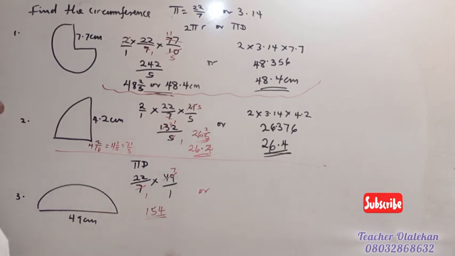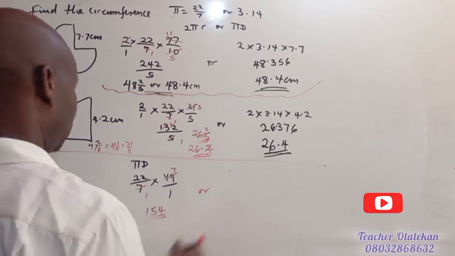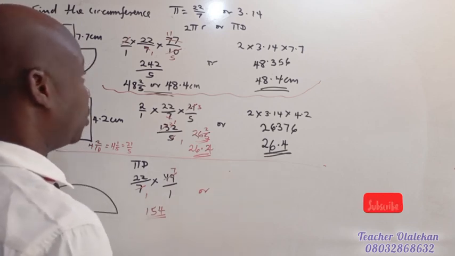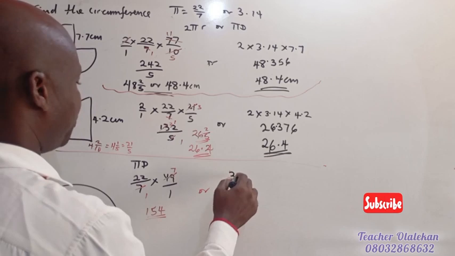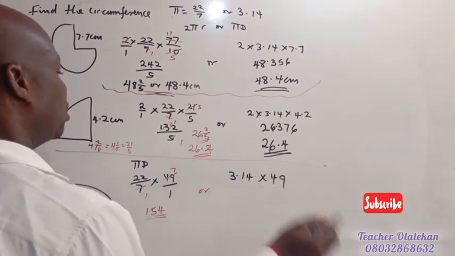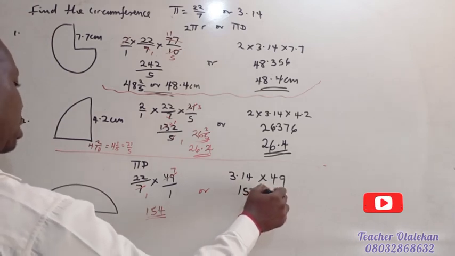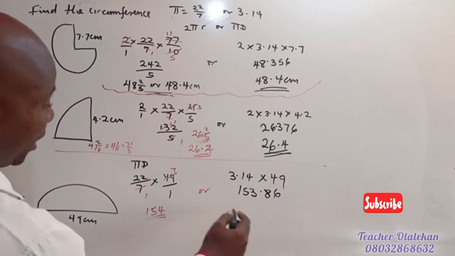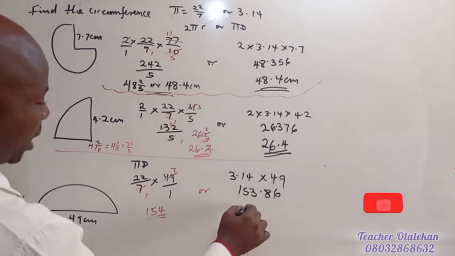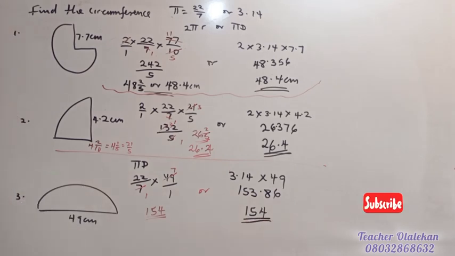You may use your pi as 3.14, like I said, even though it is a whole number, we can still use it to multiply. So that becomes, still pi d, don't forget, 3.14 multiplied by 49. That gives us 153.86. If you round this to the nearest whole number, that becomes 154.